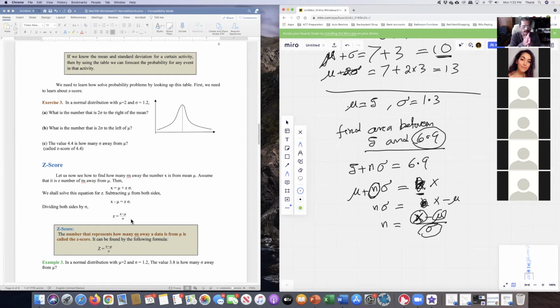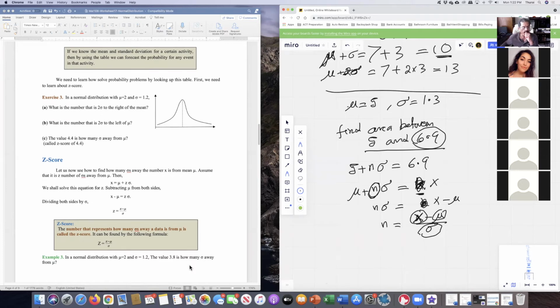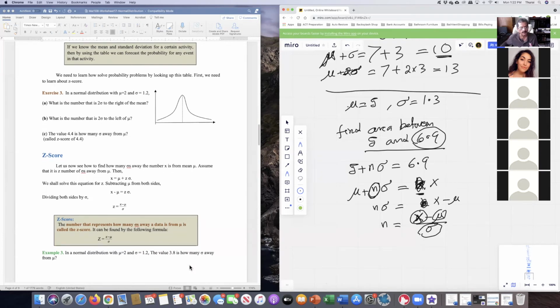And what is the meaning of the z-score? That's how many sigmas away your data is from the mean. That's what this number represents. And if you calculate that number, then you can look up on the table. The table gives you the area between the mean and that number. It always gives you the area between the mean and that number. That's all it's going to give you. If you need any other numbers, you have to do your math.